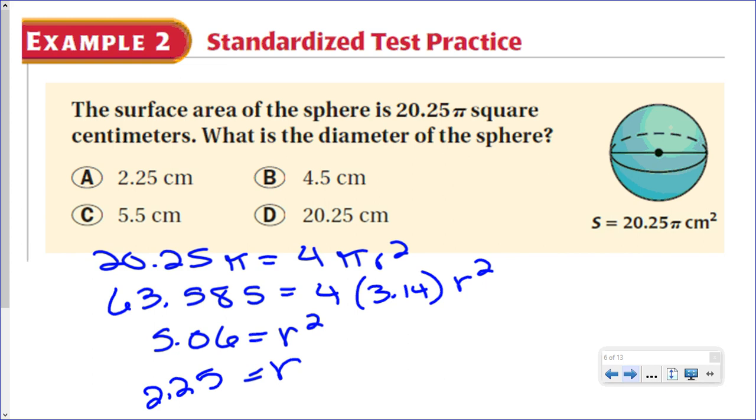And this is where it might catch you off guard here. They want diameter though. So if your radius is 2.25, you'd have to double that guy. So don't make the mistake of picking A. Make sure you pick B as an answer for this guy.